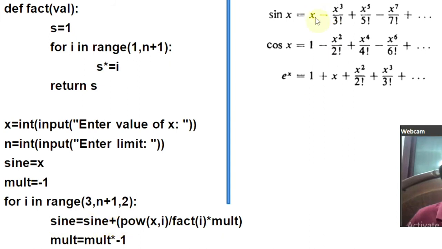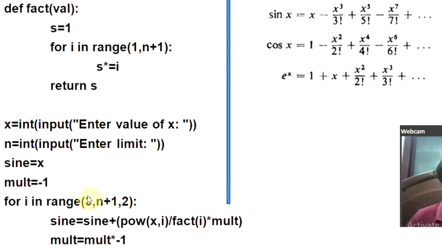Sine is up to here, x minus x to the power 3 divided by factorial 3, plus power(x, 5). So x to the power 5 is computed. Divide by fact(5). The value of i will be assigned to the parameter. It will compute the factorial of 5. The result will come over here. Multiplied by positive 1. If you multiply anything by positive 1, nothing will happen. So you get x to the power 5 divided by factorial 5, which is added to the previous sine expression, and the total will be assigned to the sine variable. Mult is positive 1 multiplied by minus 1 becomes minus 1. So mult has become negative now.